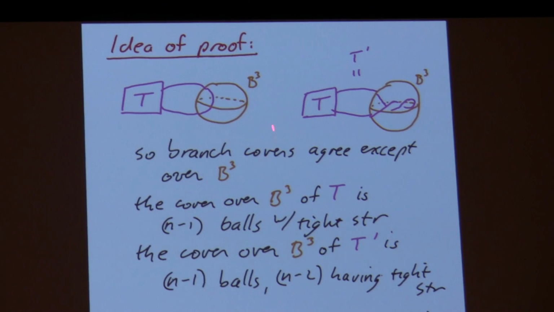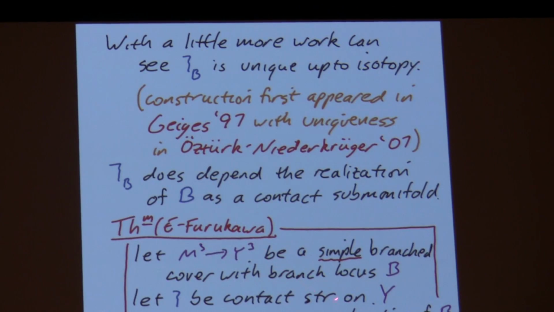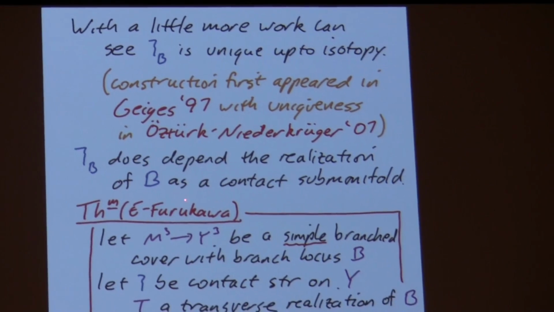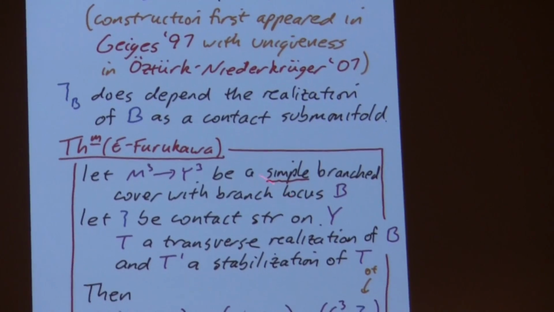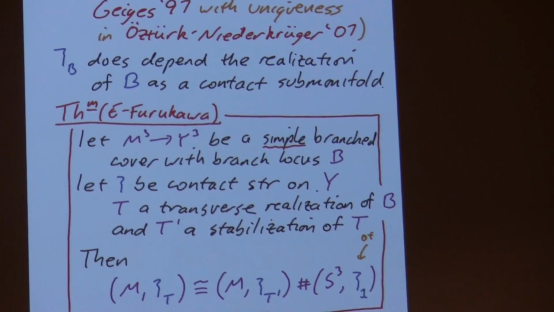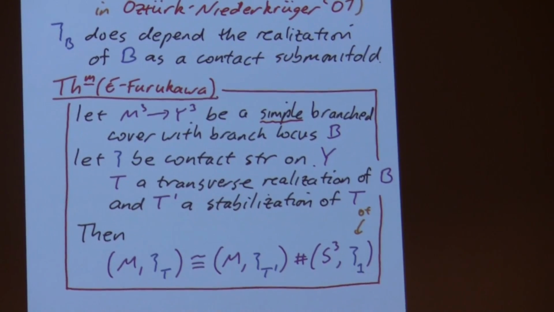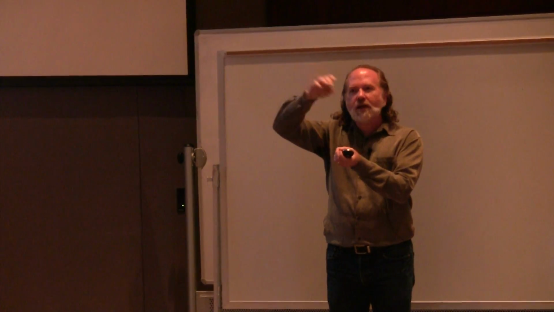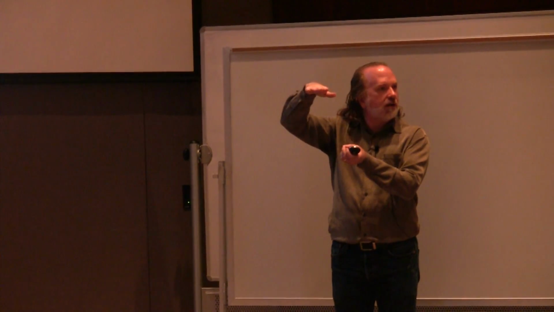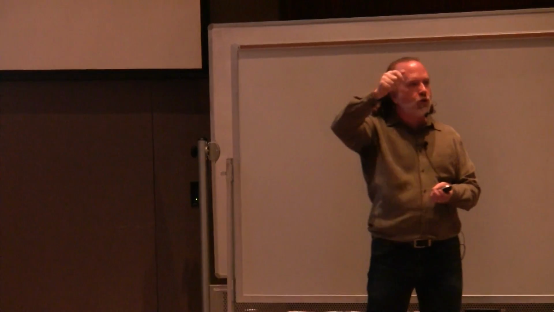So when I take the branch cover, oh, by the way, I guess I didn't define simple. By simple, the definition of a simple branch cover is one such that above every point in the branch locus, if you've got a k-fold cover, you're going to have k-1 points. What that means is, for k-2 of those points, it's not really a branching there. It's kind of an honest cover there. And at one point, you basically have an order 2 branching.